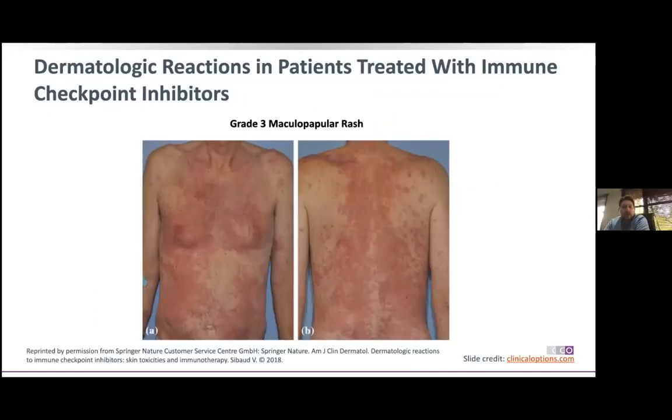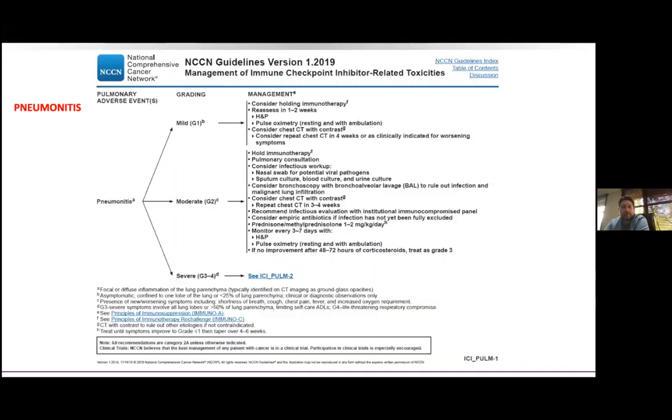This is what your rash looks like. This is your rash, maculopapular or even morbilliform in appearance.